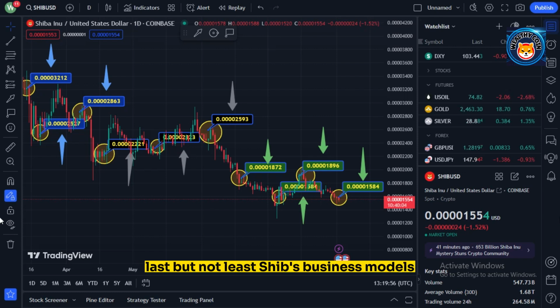Last but not least, Shib's business model's viability may worry certain traders. The creators of the project have already said that they intend to use some of the restricted token supply to finance more development, but some are worried about the project's long-term viability and money generation capabilities.